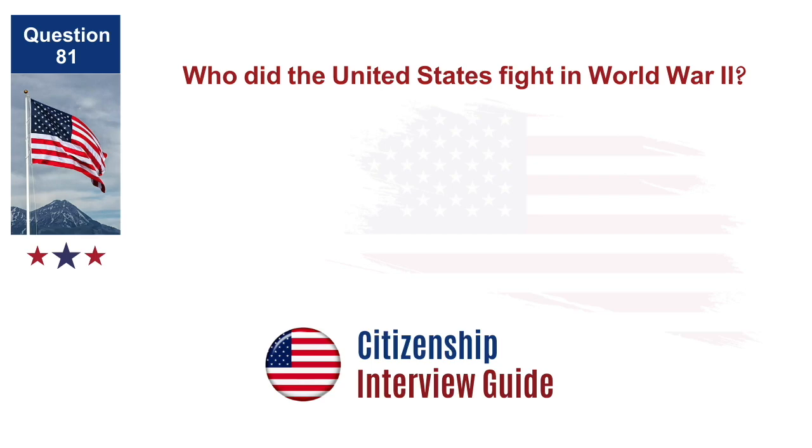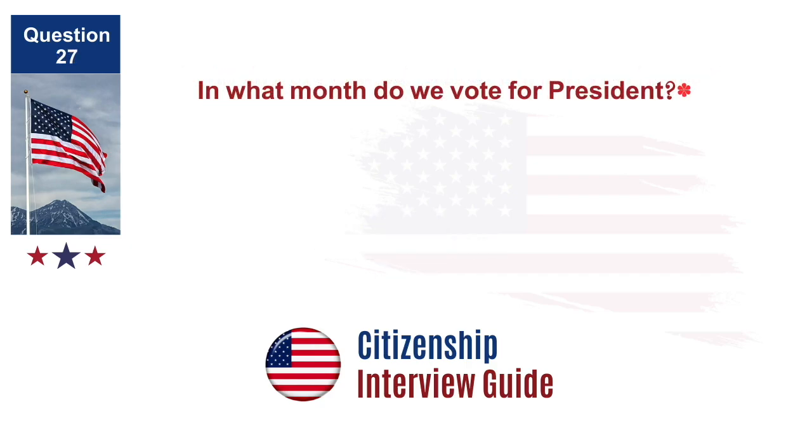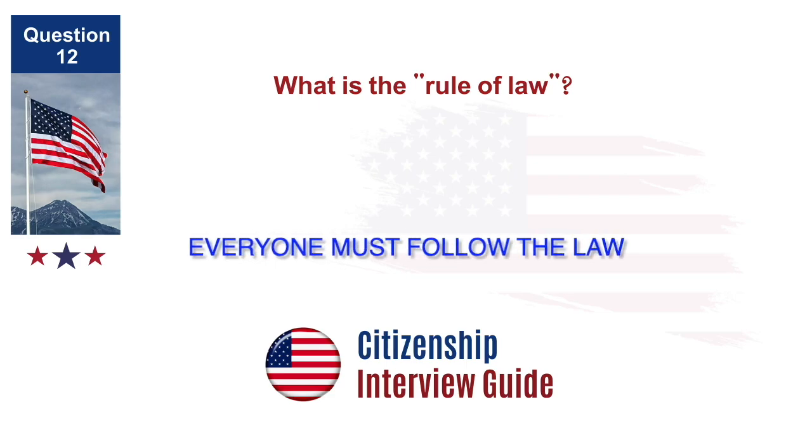Who did the United States fight in World War II? Japan, Germany, and Italy. In what month do we vote for president? November. What is the rule of law? Everyone must follow the law.